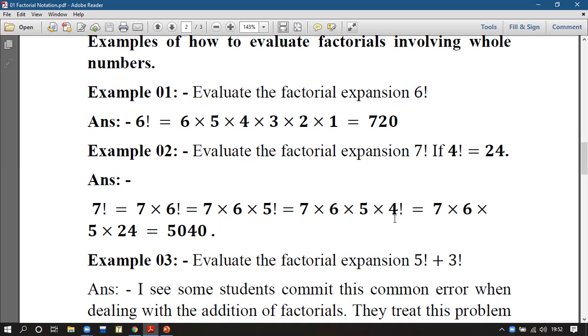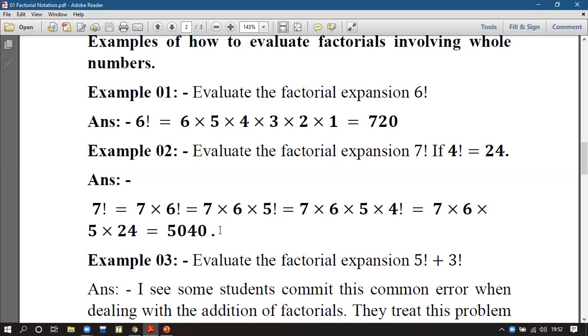You also know that the value of factorial 4 is 24, because 4 into 3 into 2 into 1 is equal to 24. Therefore, multiplying all these numbers, we get 5040. Now, all these things are clear. That means if we want to find the factorial of any integer, then we multiply all these numbers in descending order until we reach 1.